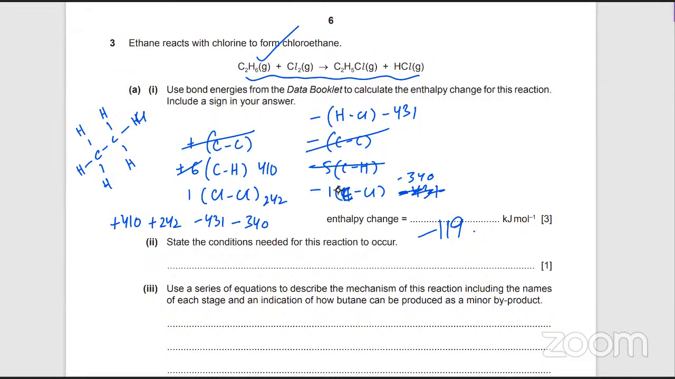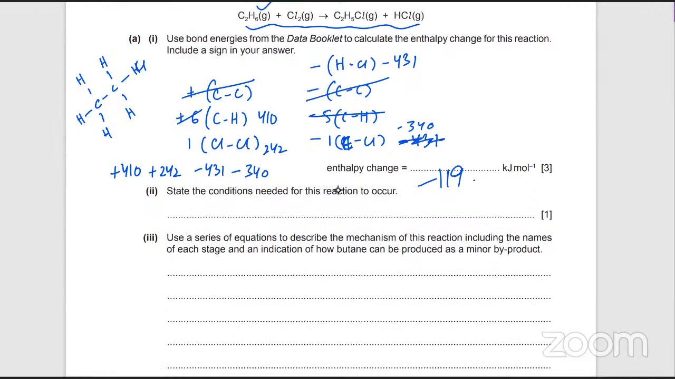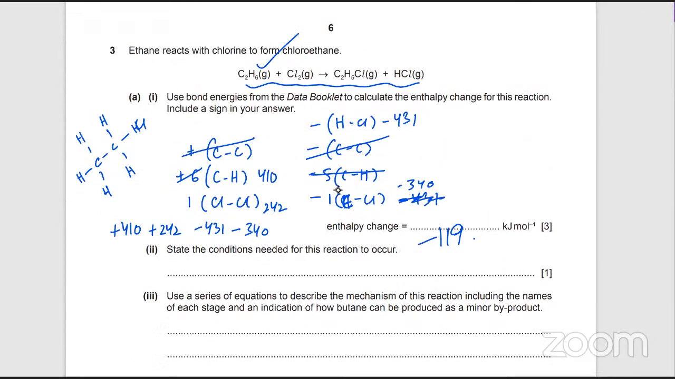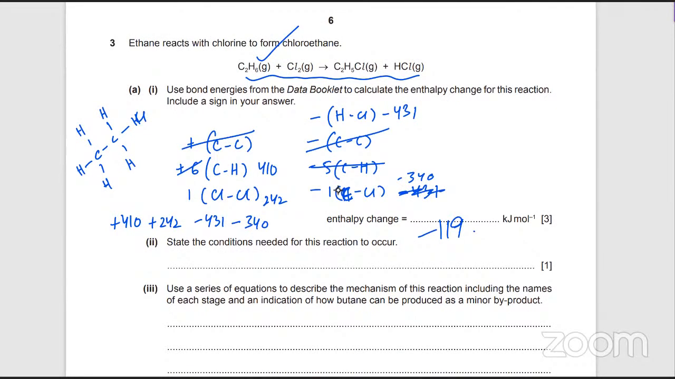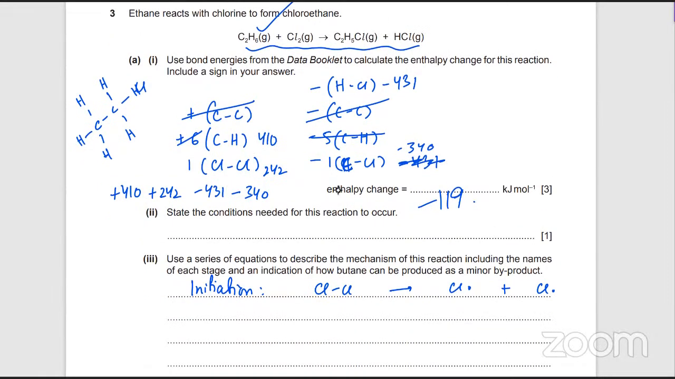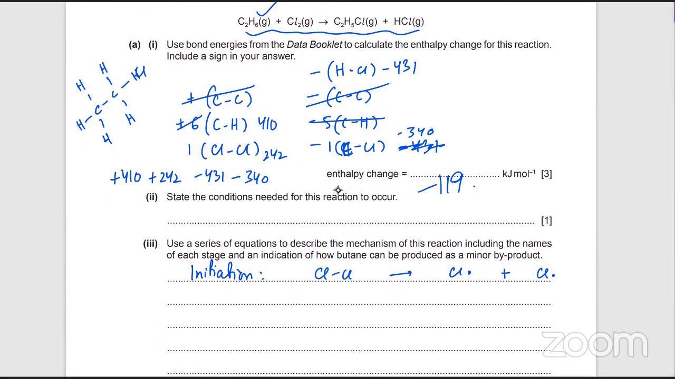Use a series of equations to describe the mechanism of this reaction, including the names of each stage. So what happens in free radical substitution? First step क्या होगा? So initiation. ठीक है, so the first step is initiation. What happens in it is that the Cl-Cl bond breaks and it results in the production of Cl radicals. हाँ, arrows वगैरह उसने ही show किया, so forget that. ठीक है, just write equations.